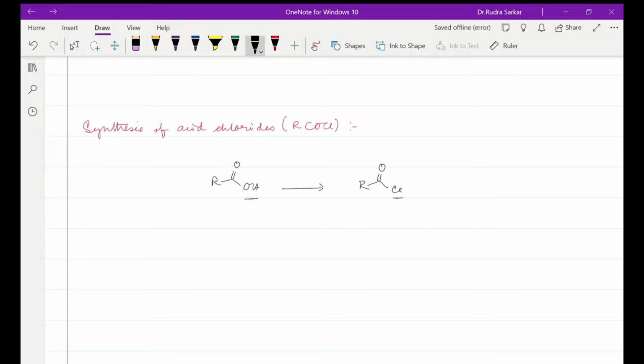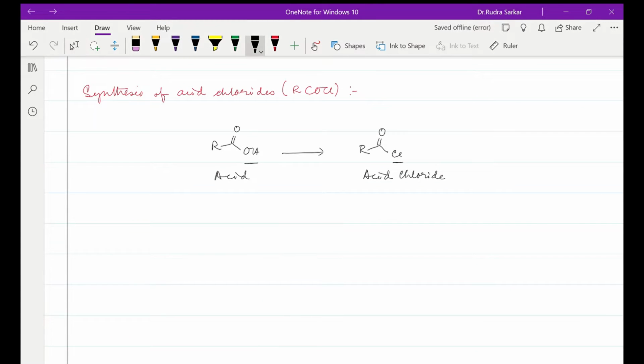So for converting a acid to a acid chloride, we have to think of a way in which we are converting the OH into a better leaving group. So how do we do it? So basically a reaction of a carboxylic acid with a reagent of thionyl chloride, that is SOCl2, it helps us to overcome this problem.